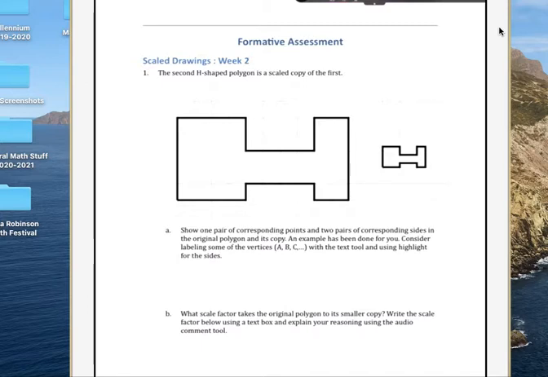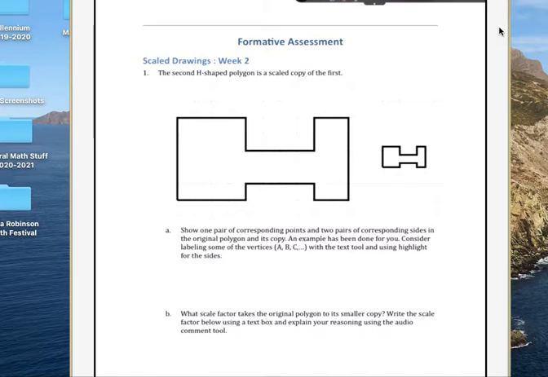So we've got a scaled copy of a big H figure. It goes from big to small. And the first question is asking us to show a pair of corresponding points and then two pairs of corresponding sides. So let's do the points first. And remember, corresponding means they occupy the same place in the figures.